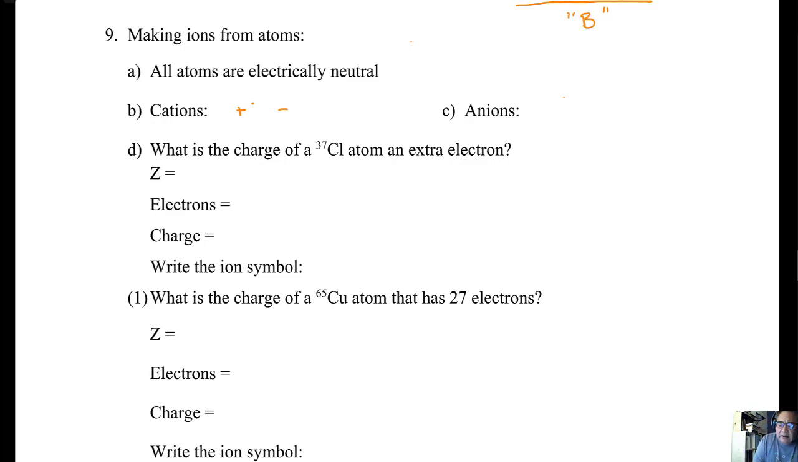On the other hand, for anions, these are negatively charged ions, they have to have more electrons than they do protons, right? So the positives and the negatives, there's going to be more negatives. So you do this by adding electrons, and you make cations by removing electrons.